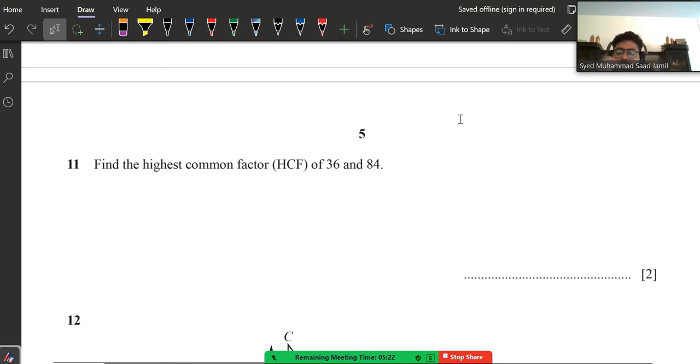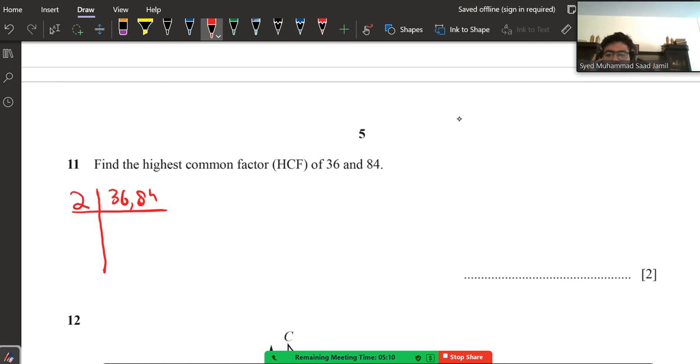Moving on, it says find the highest common factor of 36 and 84. There are several ways to do it. The one which I personally prefer is this one. 36, 84, just divide them by the same common number. One of them is 2. So 2 18s are 36 and 2 42s are 84. Then again divide by 2. 2 9s are 18 and 2 21s are 42.